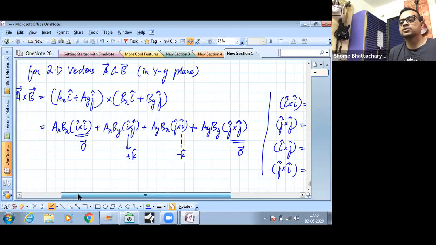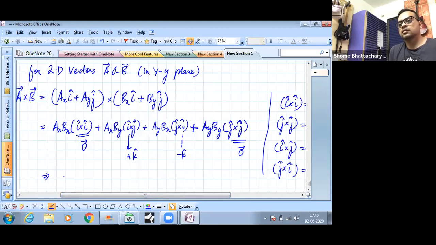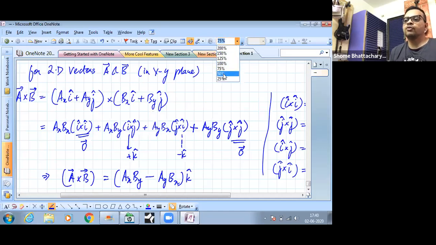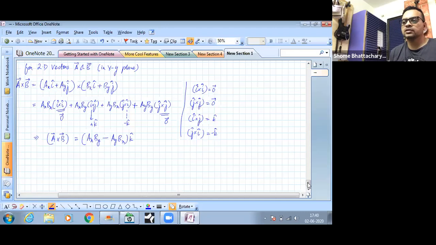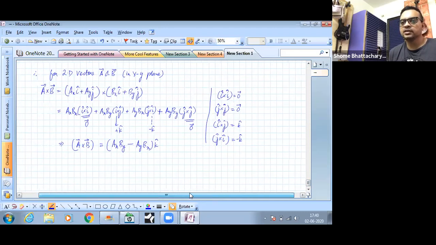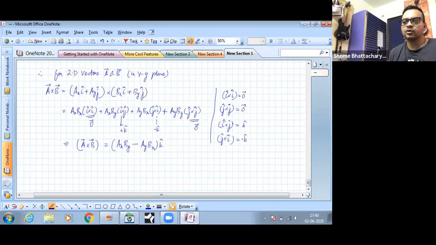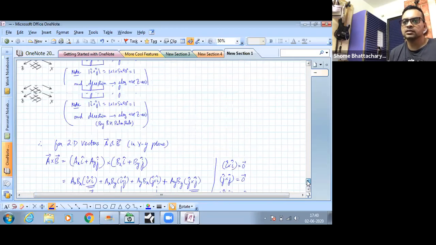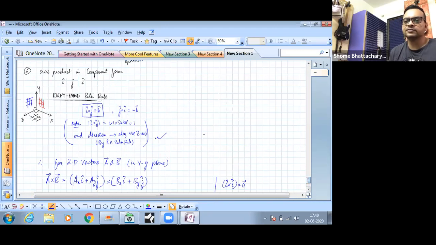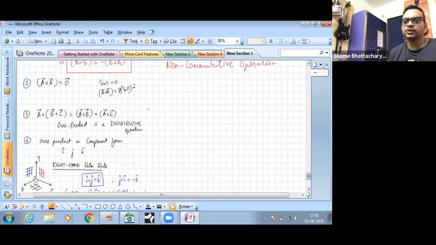So finally, what is my A cross B becoming? It is Ax by minus Ay bx into k cap. So this is like a formula we developed now using the properties of cross product. See what properties I've used. I've used distributive property, and I've used the relationship between I cap and j cap for cross product. This relationship that we did earlier was as per the right hand rule. This one we have used, and we have opened that bracket using the distributive property.